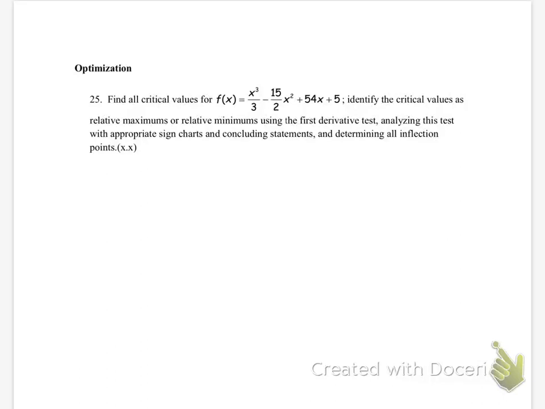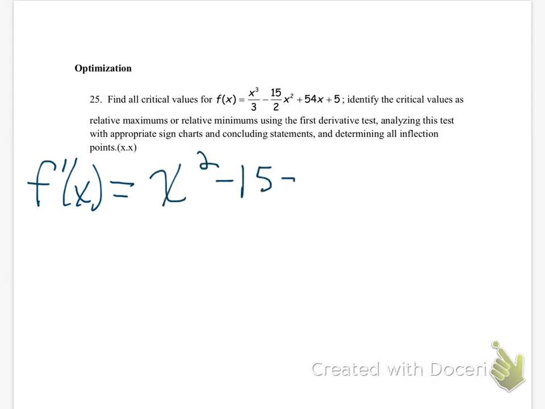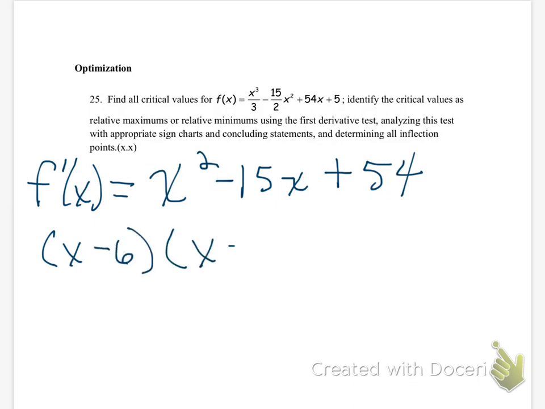Okay, so for problem 25, we're going to find the critical values, and to do that, we take the first derivative. When you take your first derivative, you should be getting x squared minus 15x plus 54, and you should see that that is easily factorable into these factors. Set them equal to 0, and you get critical values of 6 and 9.